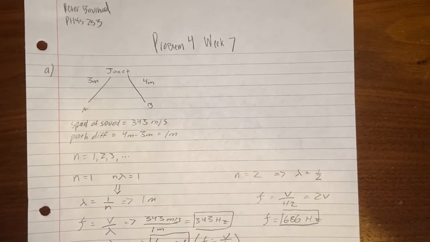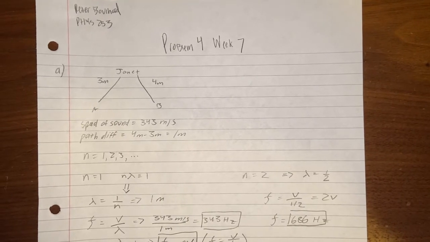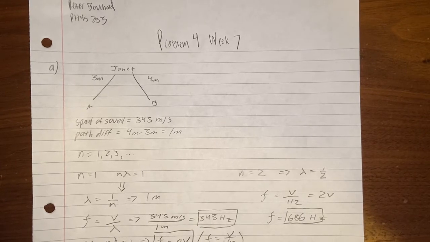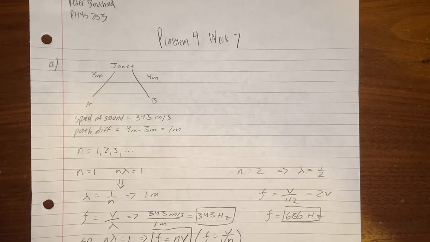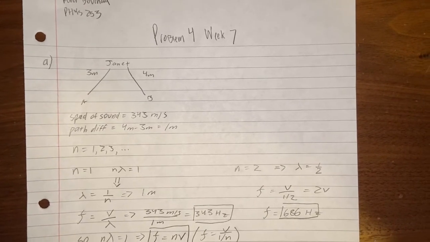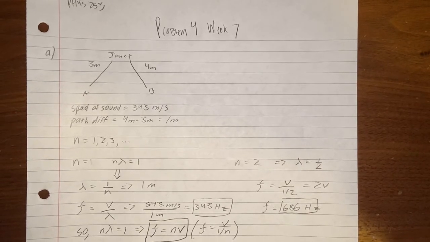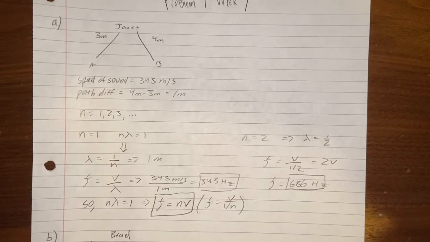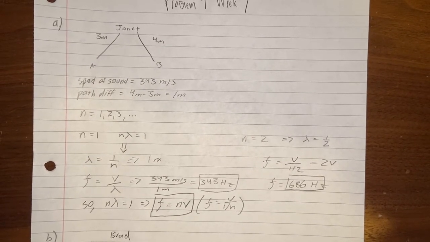So just quickly, I drew Janet standing away from two different speakers. We were given that the speed of sound is 343 meters per second, and we can calculate the path difference based on the distances of the two speakers, which will ultimately help us find the frequencies. Due to that path difference, n times lambda is going to equal 1, so that wave distance, lambda, is going to equal 1 meter.